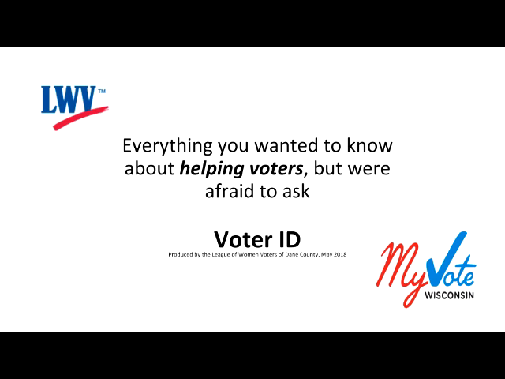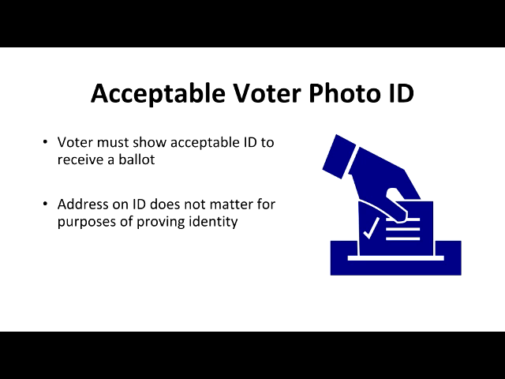This module addresses voter ID. Voters must show one of the acceptable IDs in order to receive a ballot. The ID does not have to have an address. If it does have an address, the address does not need to be the voter's current address. Let's review the acceptable IDs.